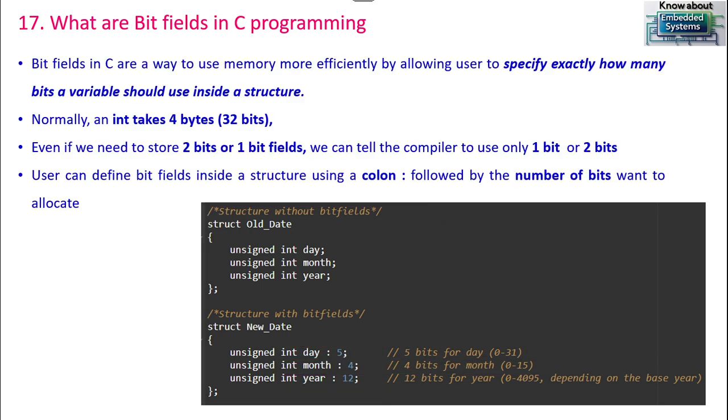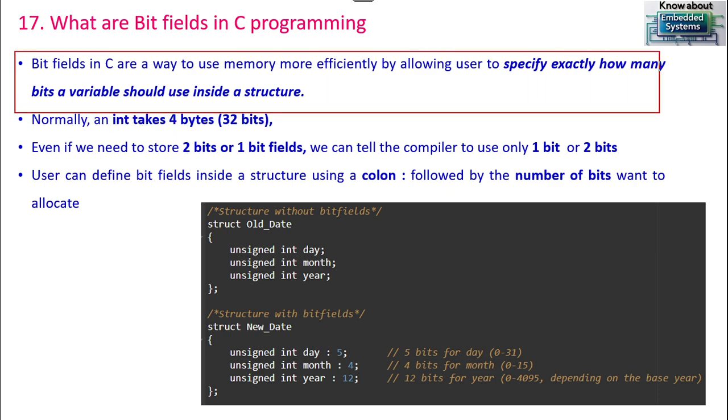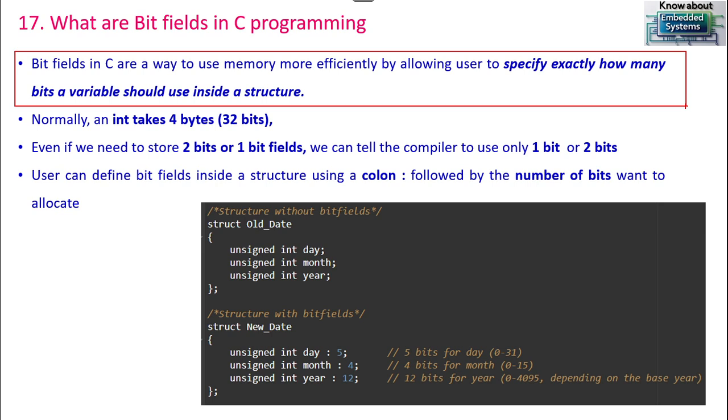How do you define bit fields? Already I told you, bit fields mean how many bits you require for the programming. Very straightforward definition: the bit fields in C are the way to tell the compiler how many bits exactly we're going to use in our programming. The process of informing the compiler how many bits I'm going to use is called bit field configuration. With the help of bit fields, we can tell the compiler how many bits you're going to use.